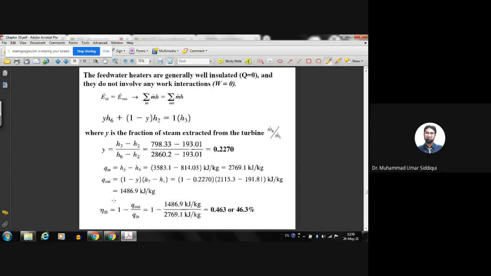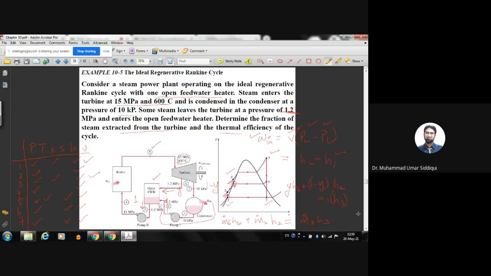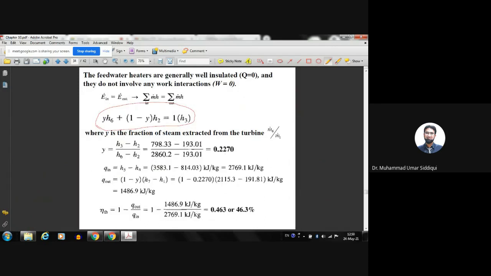Once we have all the enthalpies, we are going to do the energy balance. So with the open feed water heater, we are going to come up with this equation. This is the exact same equation that I developed just before: y h6 plus (1 minus y) h2 equals 1 h3. So we can use this equation to determine the fraction. Now, once you have determined the fraction, we can find Q in and Q out, and then eventually the thermal efficiency.